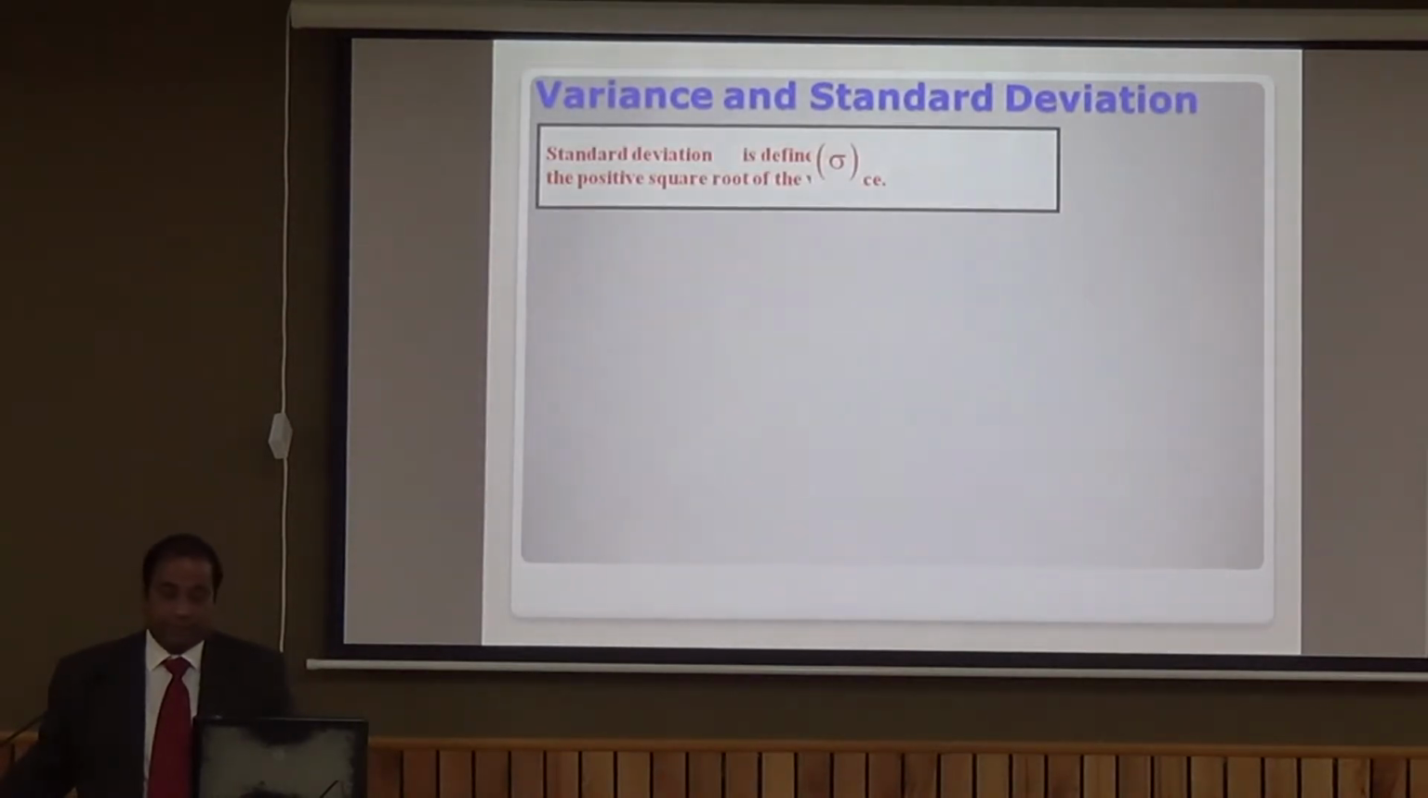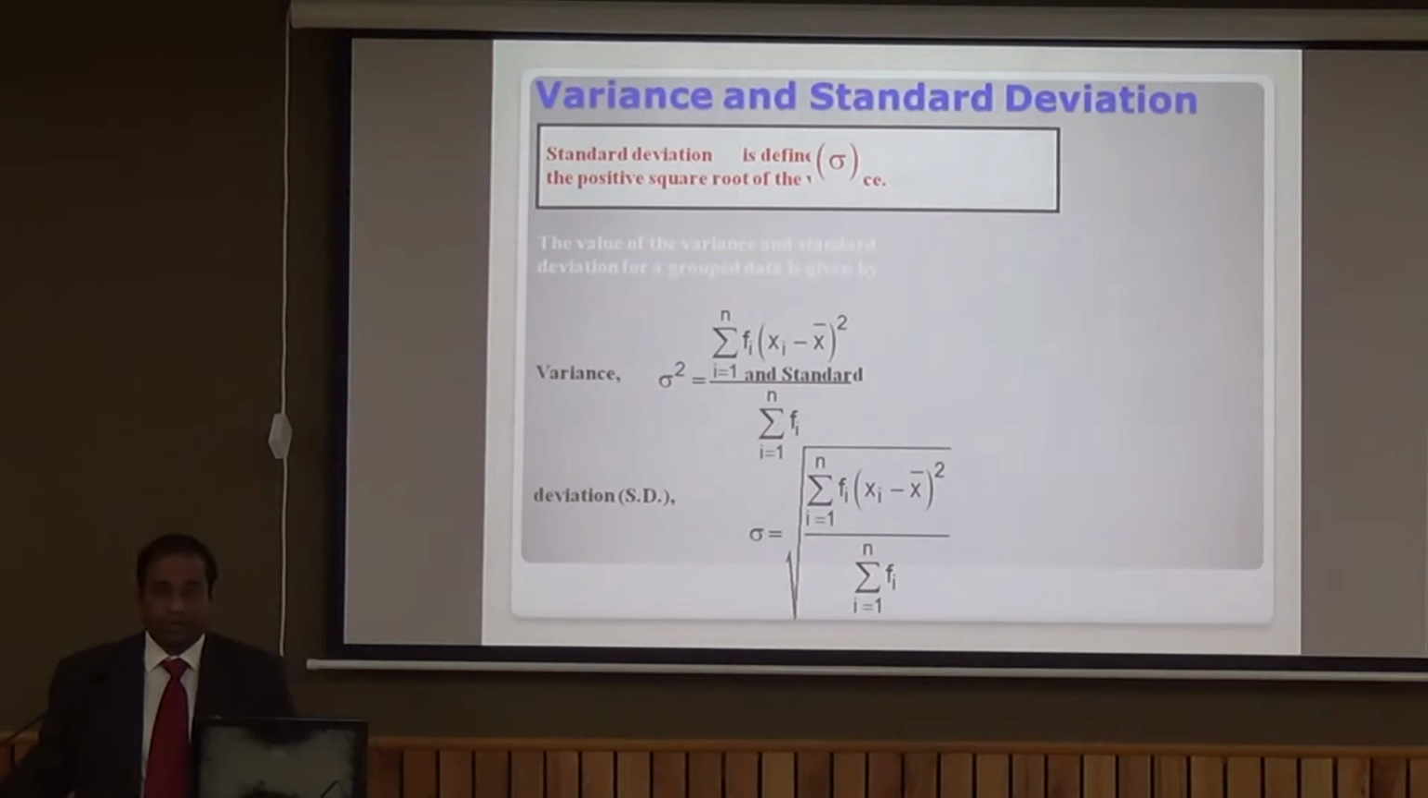Now we come to the definition of standard deviation. Standard deviation is defined as the positive square root of variance, and it is represented by the symbol sigma. The value of the variance and the standard deviation for grouped data is given by: variance can be given as summation of fi into xi minus x bar whole square upon capital N.